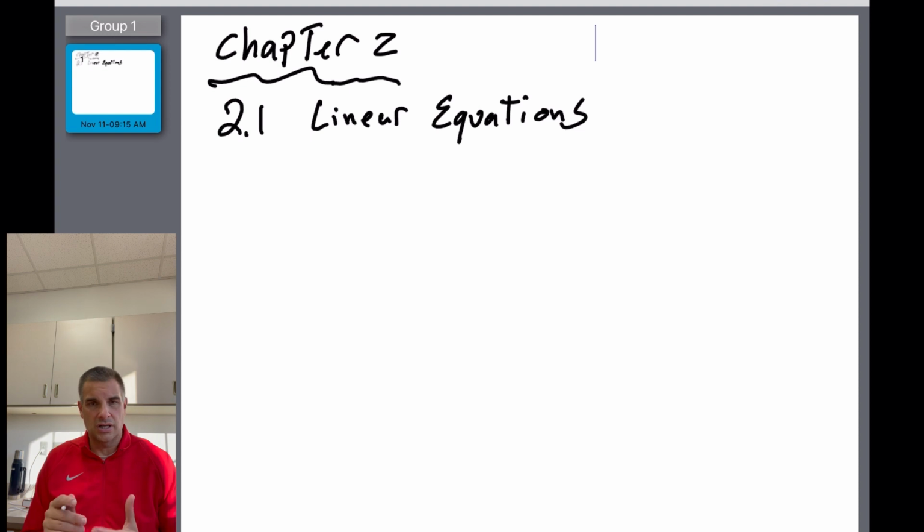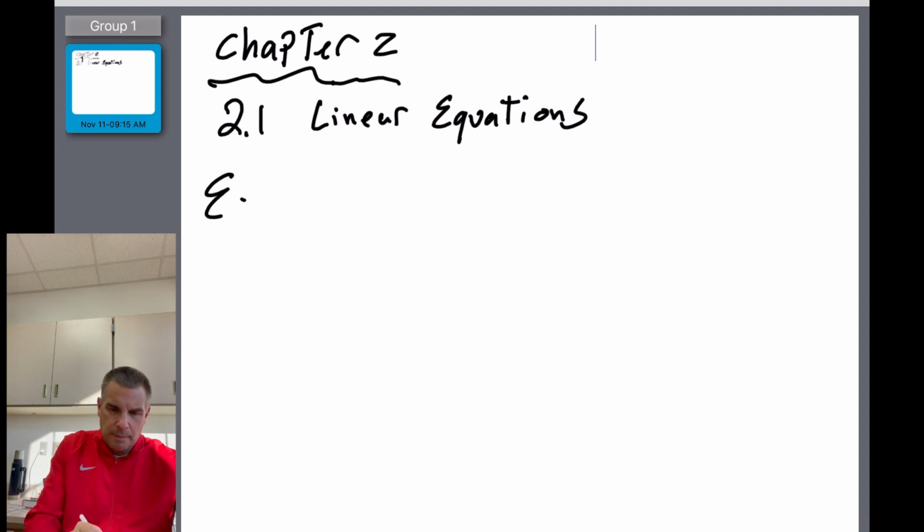So first, how do we know that something is an equation or an expression? How do we know that something's linear or something is really not linear? So first of all, let's talk about what makes an expression and what makes an equation. So an equation has an equal sign.